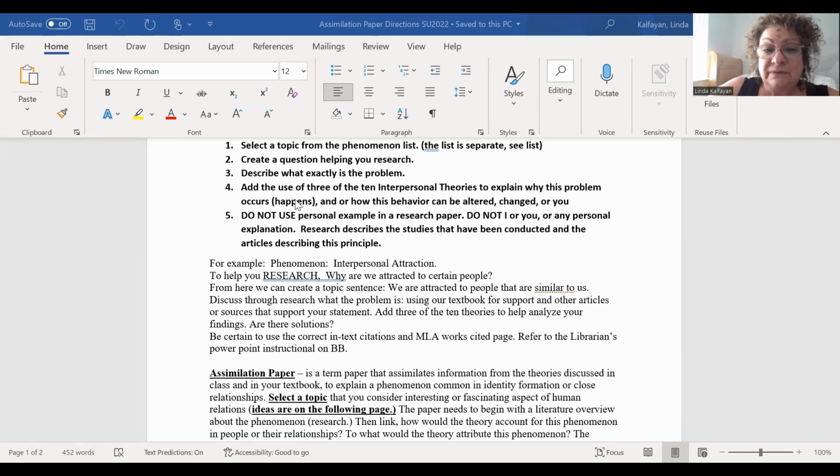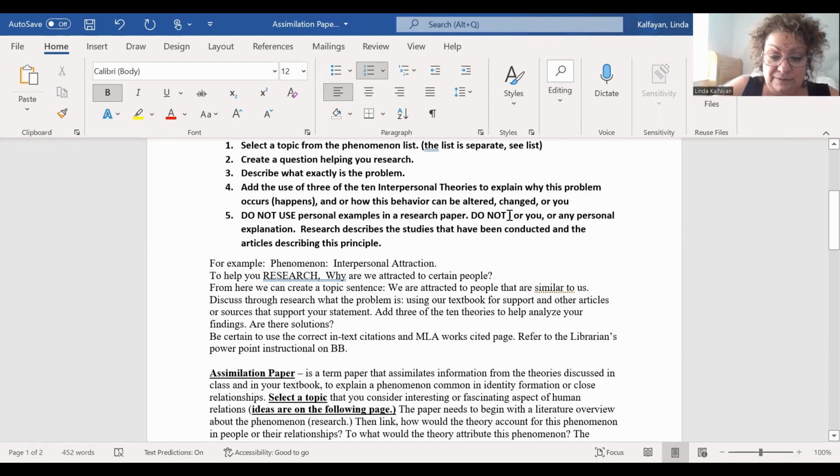So let's go back to number 5 here. Do not use personal examples in a research paper. Do not use I or you or any personal explanation. So again, I would have to add these. I didn't proofread. Do not use I or you or any personal explanation.